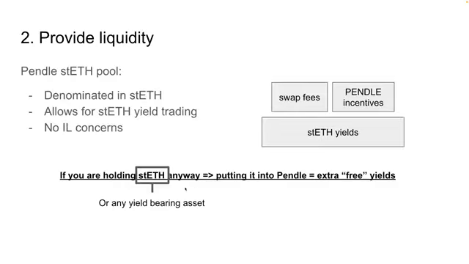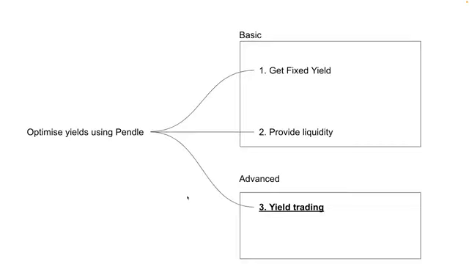In general, this can also be generalized to other yield-bearing assets supported in Pendle. So if you are already holding some yield-bearing assets, putting them into Pendle will just give you extra yield. And so in a way, you have managed to optimize for more yield by providing liquidity into Pendle. So that's the two basic ways to optimize yield using Pendle.